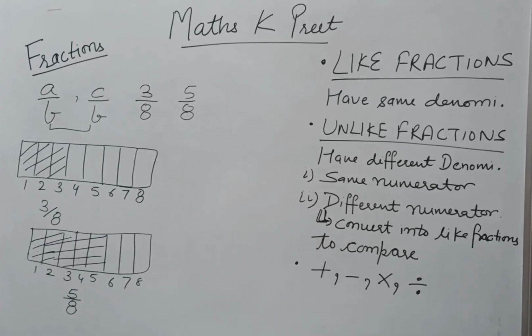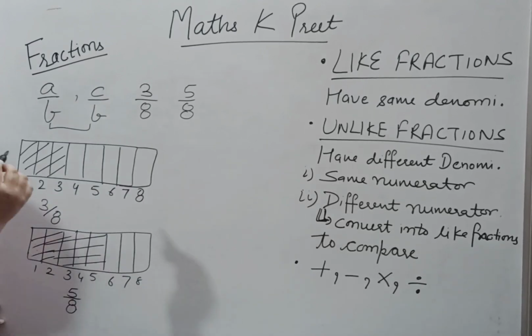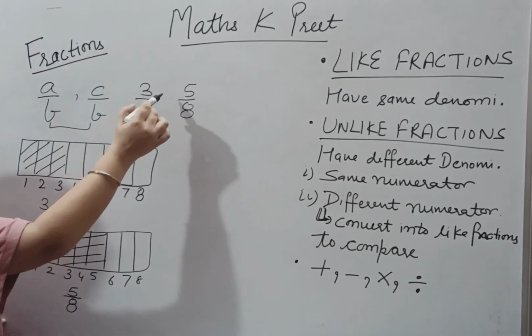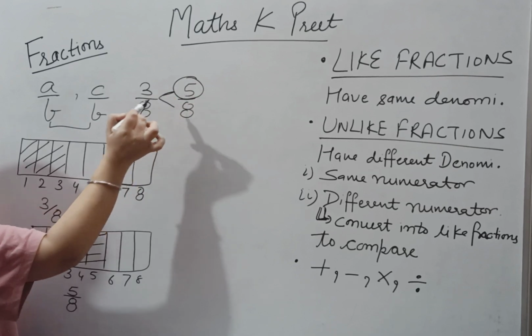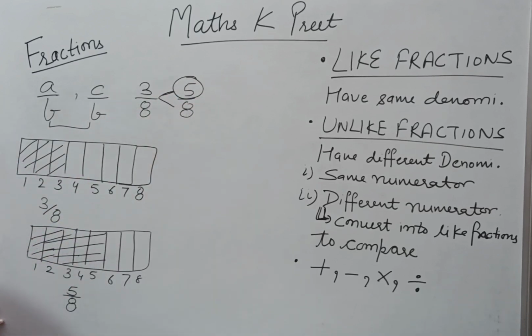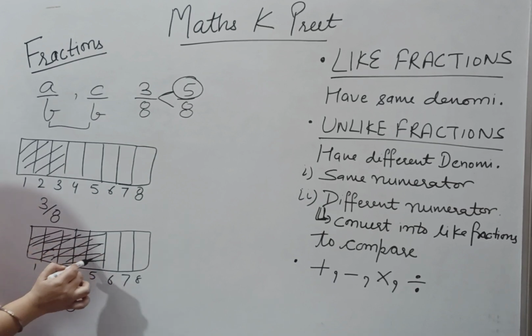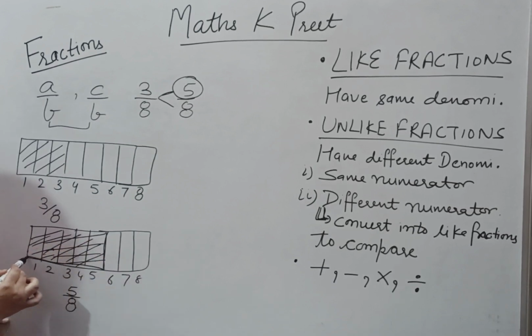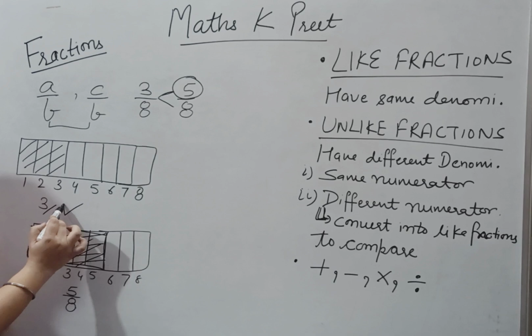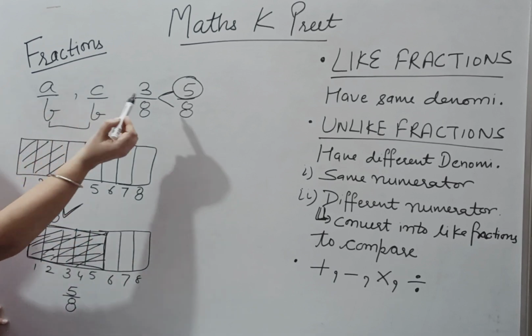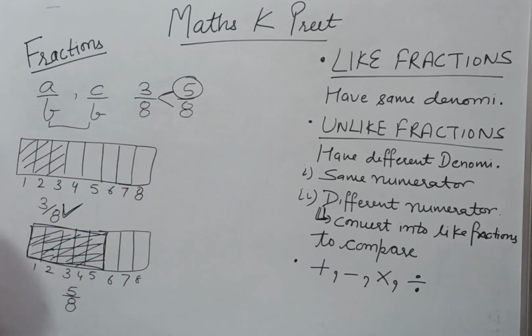So in like fractions, the fraction with the greater numerator is always greater and the second one is smaller. Here these 5 parts are covering more area. So 5 by 8 is greater than 3 by 8. This is the logic. So with the greater numerator we will have the greater like fraction.